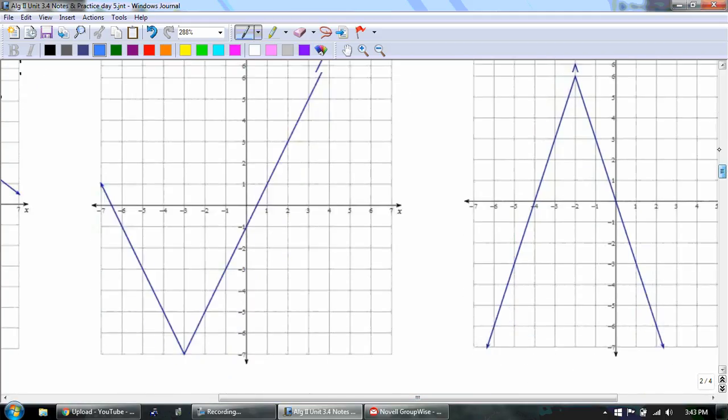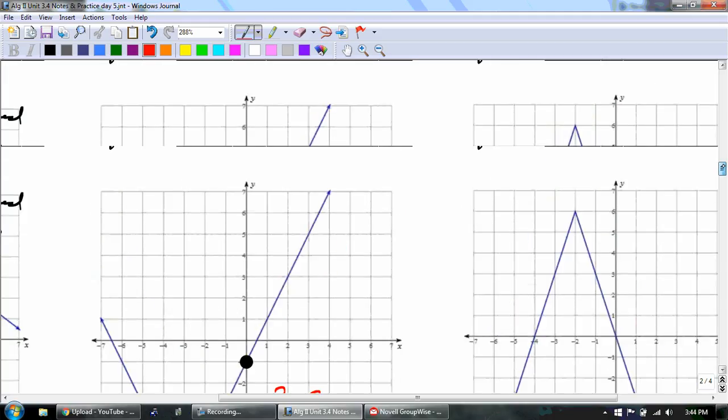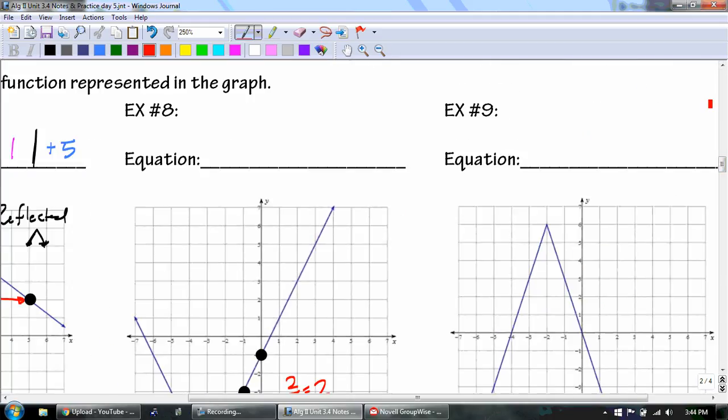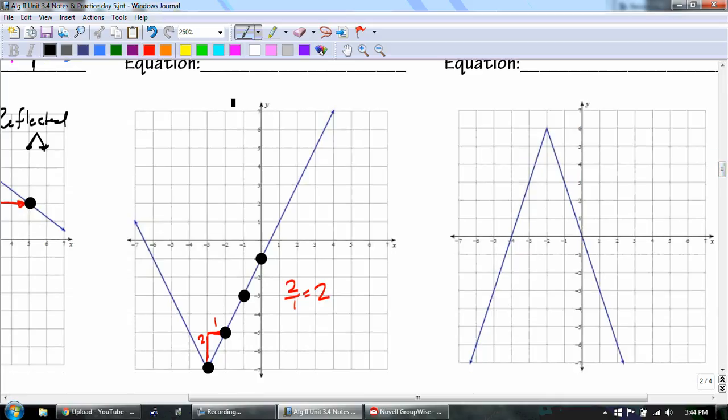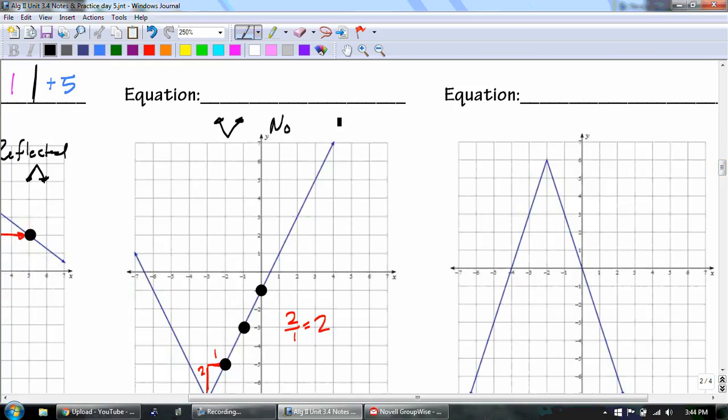So let's find some points. I'm just finding places where they cross up. All right? So my slope, my average rate of change is I go up 2 over 1, and 2 over 1 reduces to 2. It's a positive 2 because it's going up. Okay? So there's no reflection. So we have y equals 2.